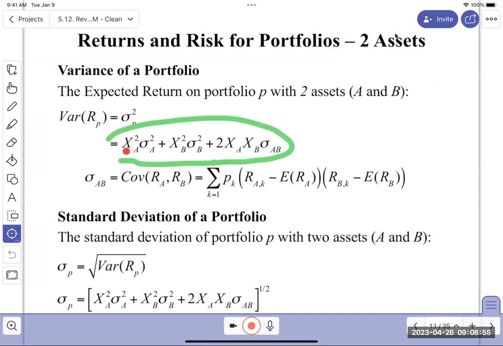And so we need to get, this is easy because we already have the variance.